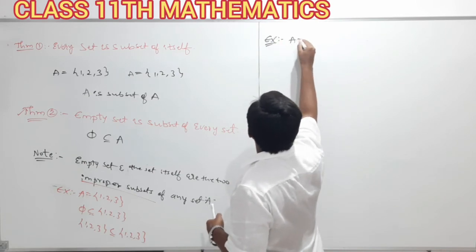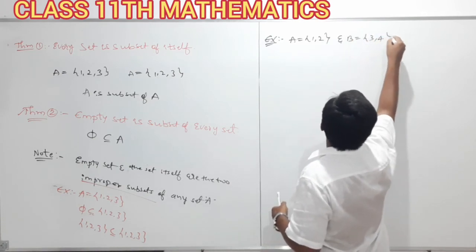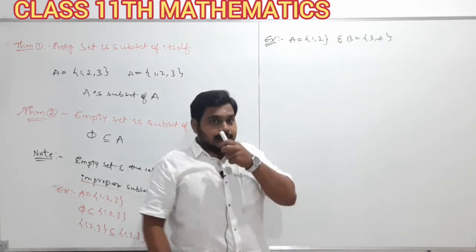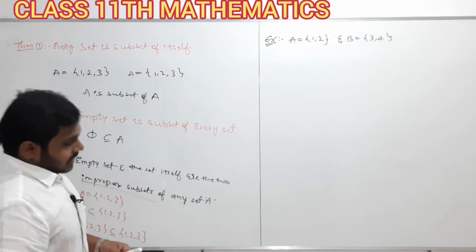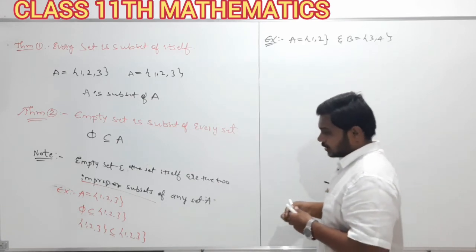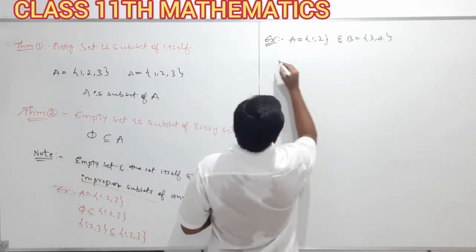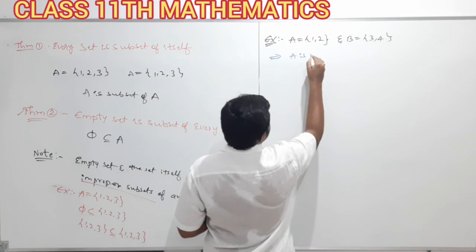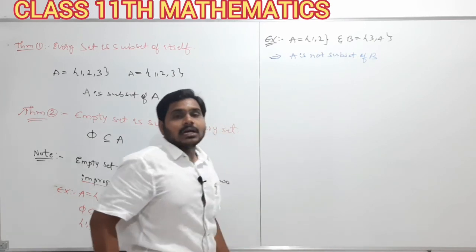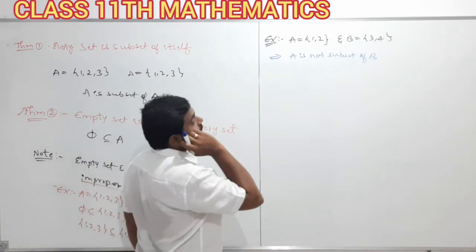So here it is, A = {1, 2} and B = {3, 4}. Now tell me whether A is a subset of B. In this case, my dear students, we should check whether it is a subset or not. For that reason, what I'll do, in this case, every element of A is not in the set B, so therefore this implies A is not a subset of B. This is an example for not a subset.